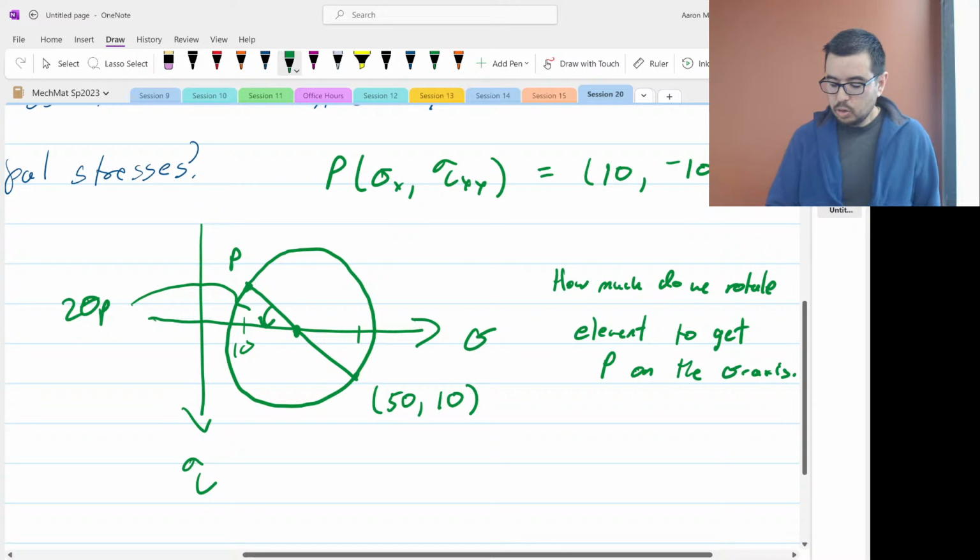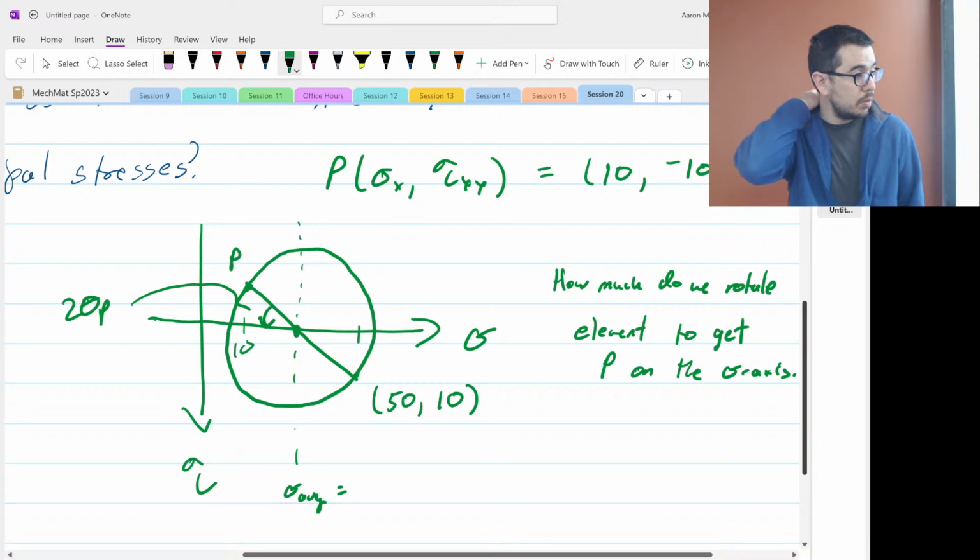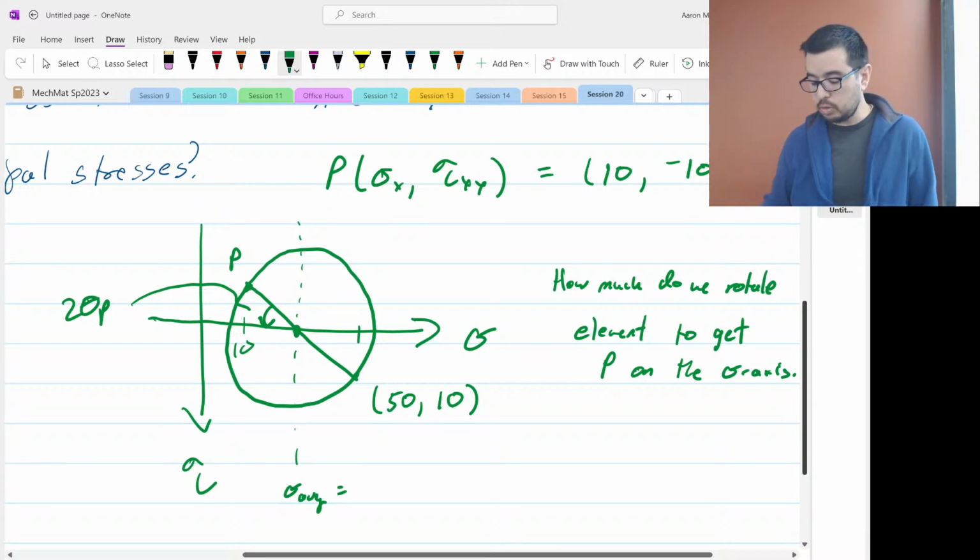Okay, so to do this, it's helpful to figure out some lengths. One is sigma average, which can always be calculated no matter what they give you for planar stress. So we have a 50 and we have a 10, right? The average of these two would be 50 plus 10 divided by 2, so this comes out to be 30.